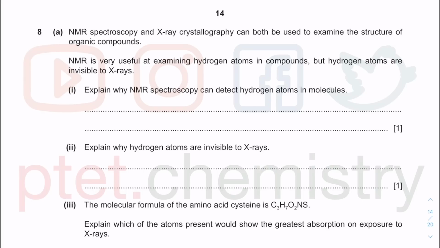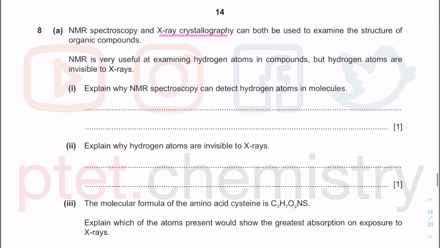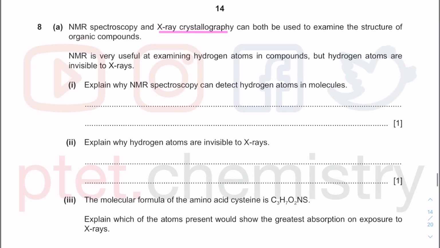So in this next question, we have a mixture of NMR spectroscopy and X-ray crystallography. X-ray crystallography has been taken out from the 2016 syllabus onwards, but NMR has remained, with the addition of carbon-13 NMR. So we're just going to jump straight to NMR spectroscopy. This first question is relevant. This second question is about X-ray, so that is not relevant.